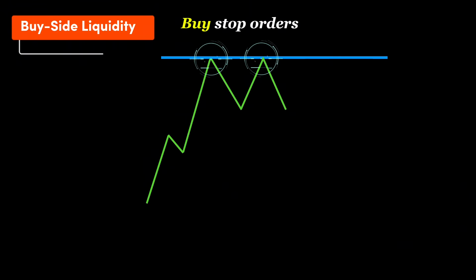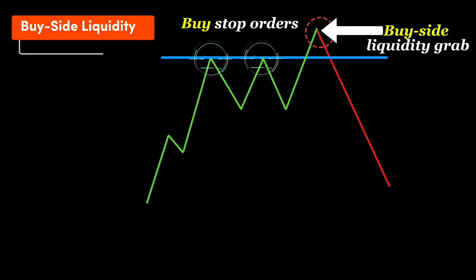Here's the logic. When traders take short positions, they protect those trades with buy stops placed above key swing highs. Those buy stops sit quietly until price taps into them, and smart money knows exactly where they are. So what do institutions do? They deliberately push price above those highs to trigger the buy stops, filling their own sell positions at the best possible price. Once those buy stops become market orders, institutions have the liquidity they need, then the real move begins in the opposite direction. This entire process is called a buy-side liquidity grab or liquidity hunt.